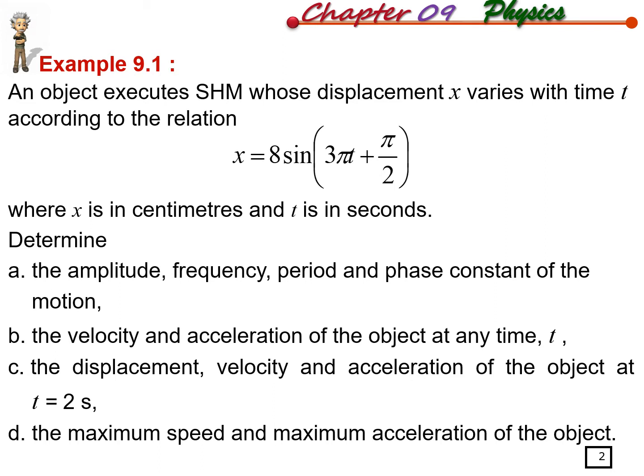varies with time t according to the relationship given over here, where x is equivalent to 8 sine, in bracket 3 pi t plus pi over 2. So x is given in centimeter and t is given in second. They wanted to determine the amplitude, frequency, period and phase constant of the motion for question A.